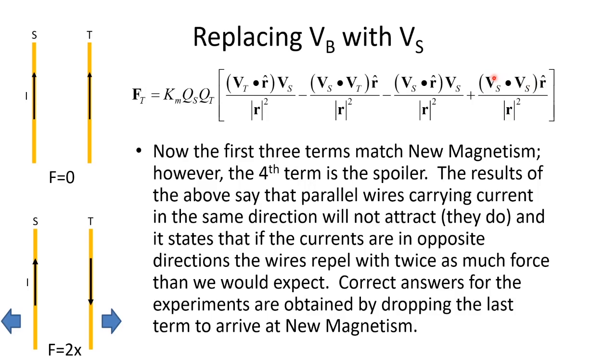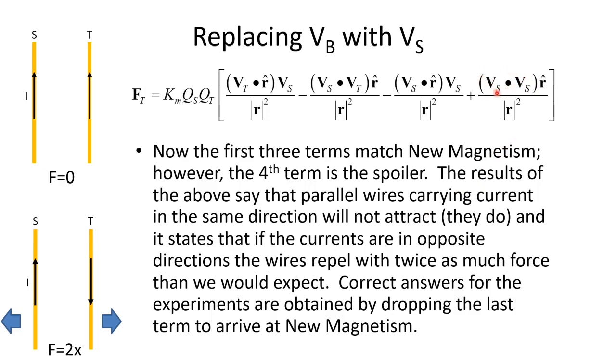Because what this 4th term says is that, using this now for attraction, if I have 2 parallel wires with current in them, and I use the velocity of the source, which includes the velocity of the current in the wires, this says there should be no attraction between the 2 wires. And if I have current going in the opposite direction, I'm going to have 2 times the repulsion. So therefore, we can't use this velocity.